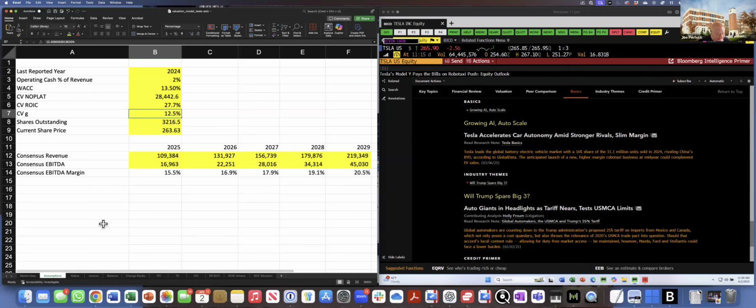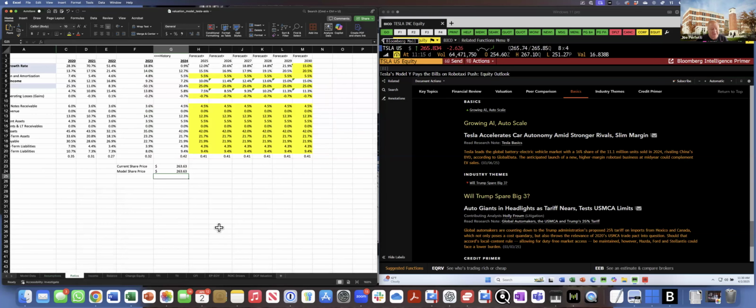Pretty high G. And so therefore, that would get my model to balance, 263.63. So there is the Tesla as is.